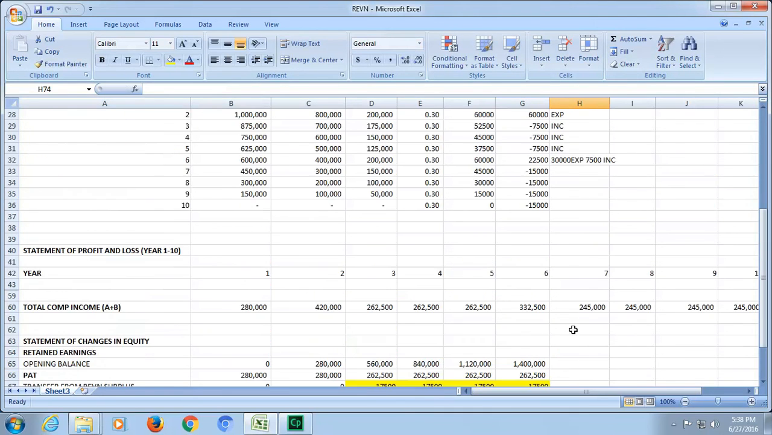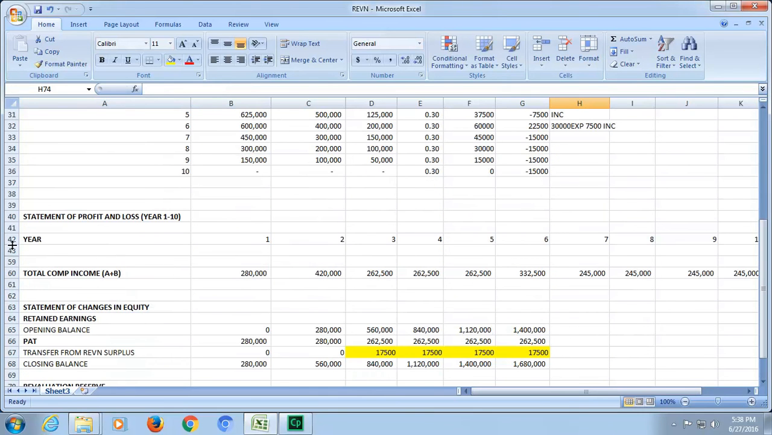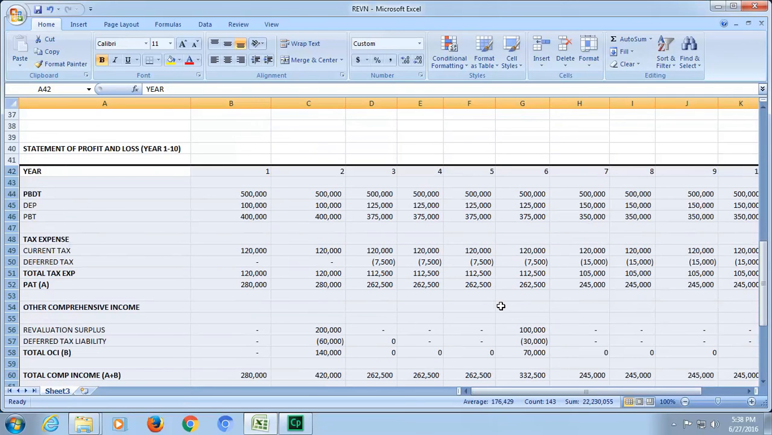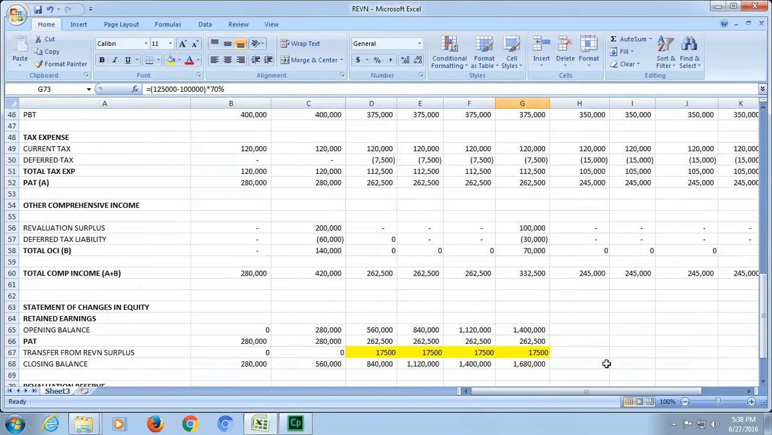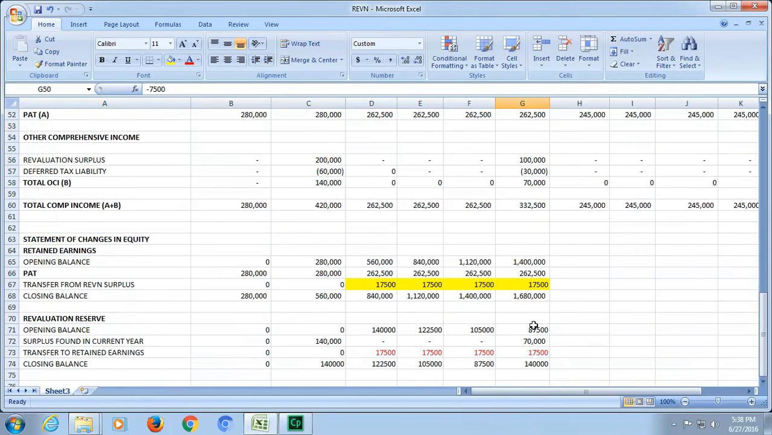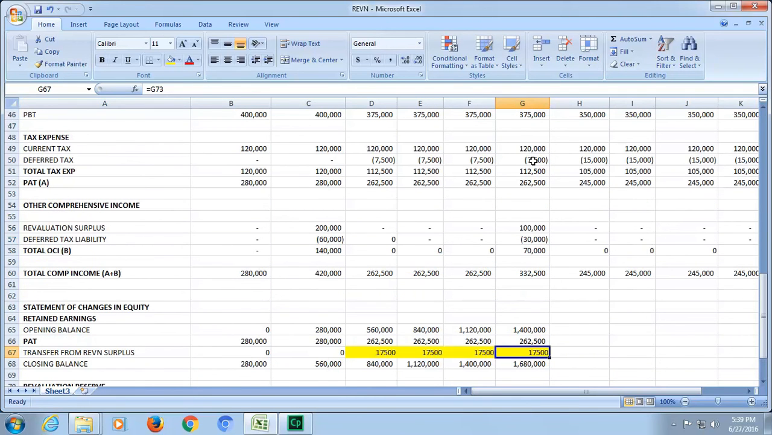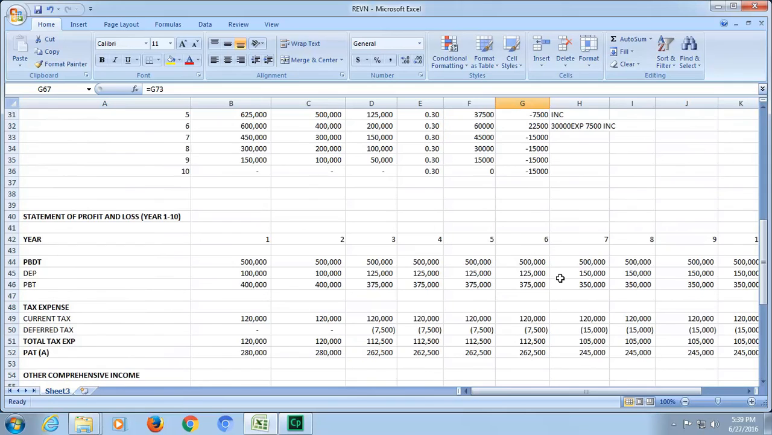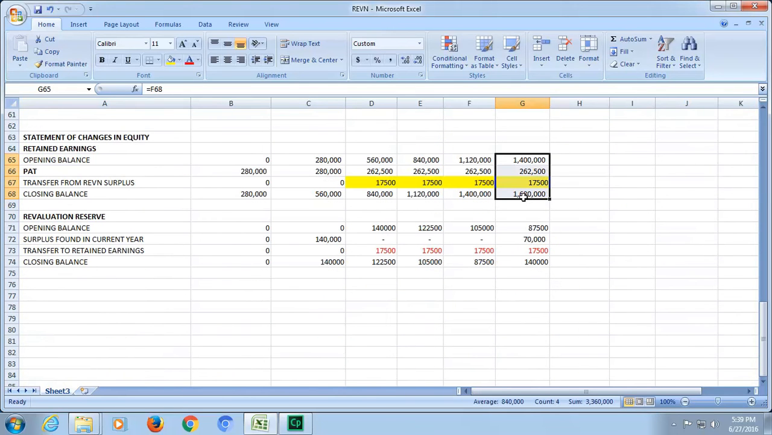See, you can observe here that in the profit and loss account, in the sixth year we have shown 7,500 as income here, that is reduction from tax expense, and we are showing 17,500 transfer from revaluation surplus to retained earnings. That means 17,500 is transferred to profits here, and this 7,500 is also profit. Hence 25,000 is being transferred from revaluation surplus to retained earnings indirectly. Okay. Now in the seventh year we'll continue again.